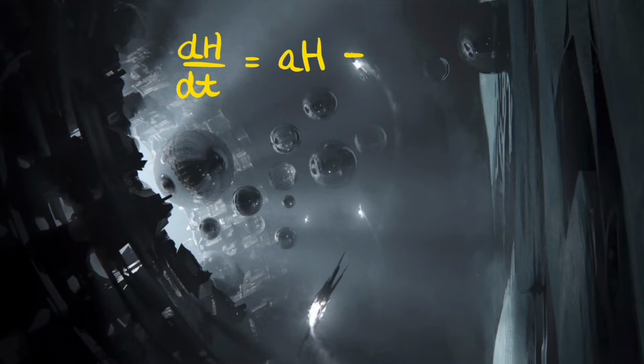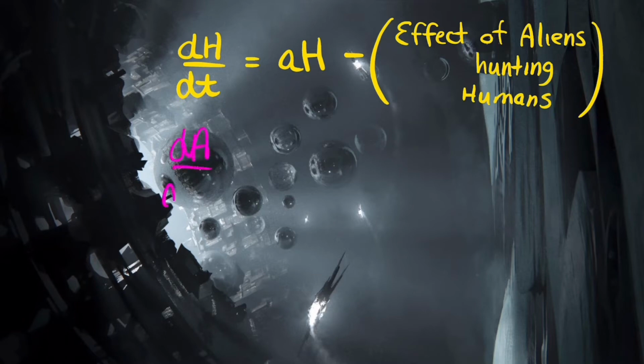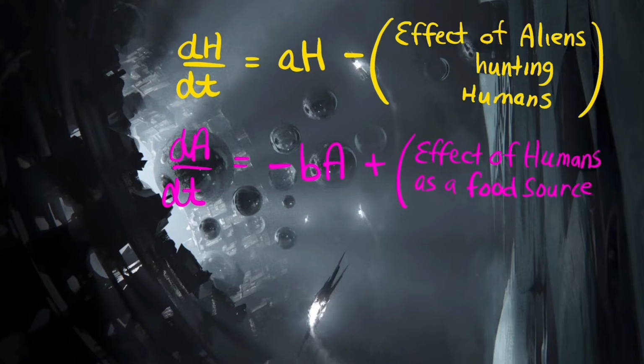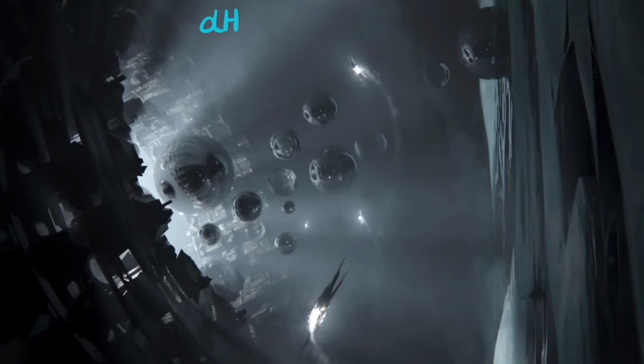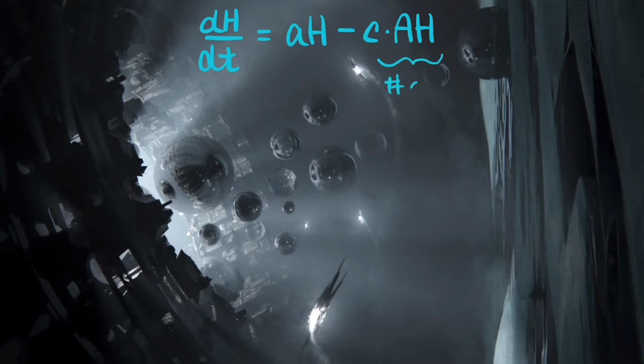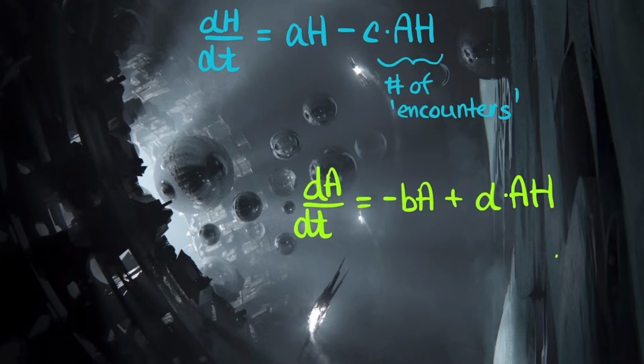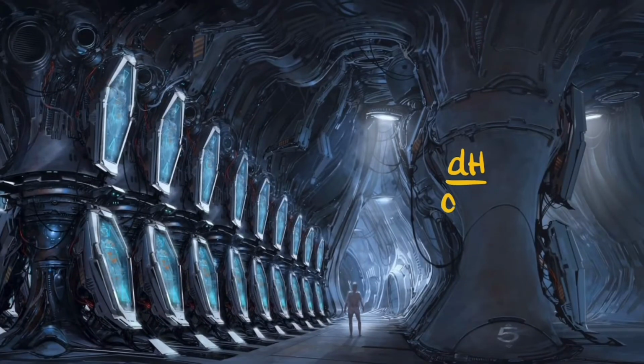The effect that the two populations have on each other will have a negative effect on the rate of change for the humans because the aliens will be hunting the humans, and it'll have a positive effect on the aliens as the aliens will be eating a food source. Now, the effect of interactions or encounters will be proportional to the product of the two populations, A times H. So in each differential equation, we can represent the effect of the two populations as a proportional constant times A times H, where both of those proportional constants are positive.